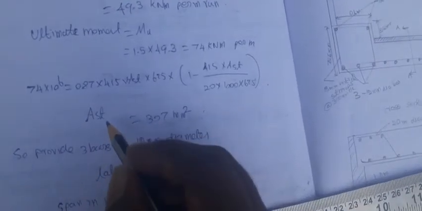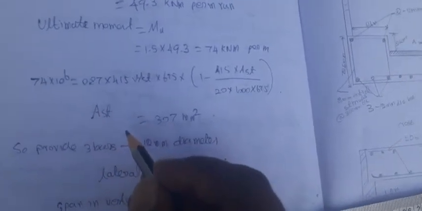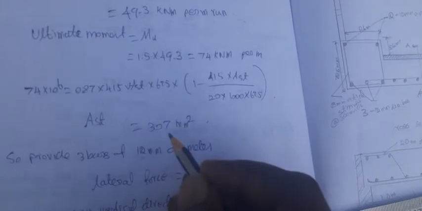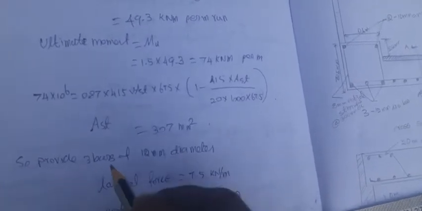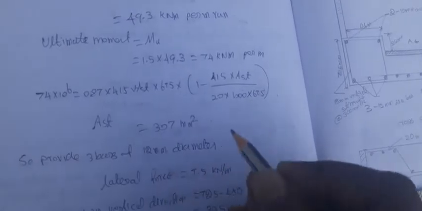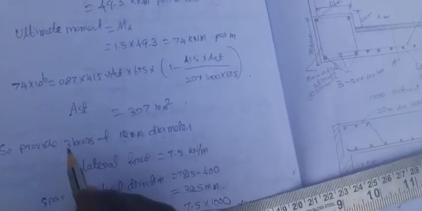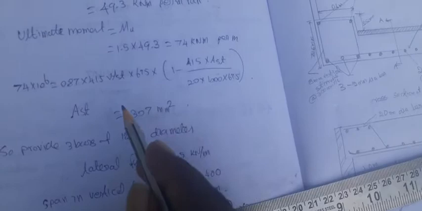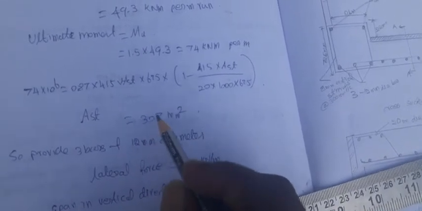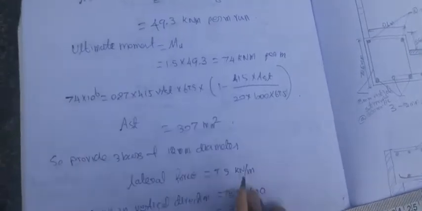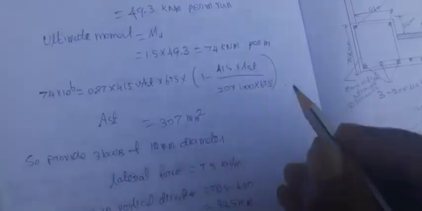So the Ast value we have to provide is 307 mm square. So we are providing 3 bars of 12 mm diameter. 3 bars of 12 mm diameter will be more than capable for 307 mm square. So I am providing 12 mm bars.